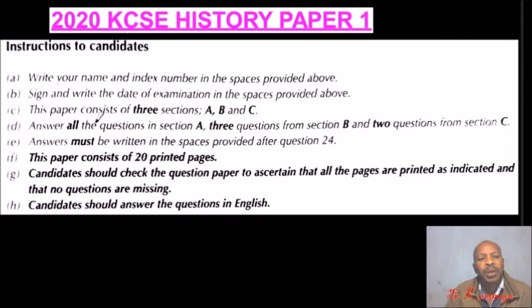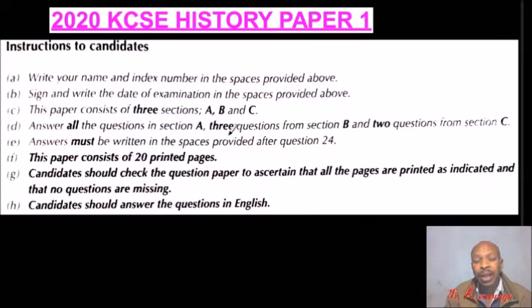Still on the same page, you are given instructions. And some of the instructions are the ones that we have just mentioned. So you should write your name and index number in the spaces provided. I've already shown you that. Sign and write the date of the examination in the spaces provided. We have shown you how you do that. So you are told this paper consists of 3 sections, A, B, and C. Answer all questions in A, 3 questions from B and 2 questions from C. So that is very important, so that you don't answer more questions in a section than instructed.